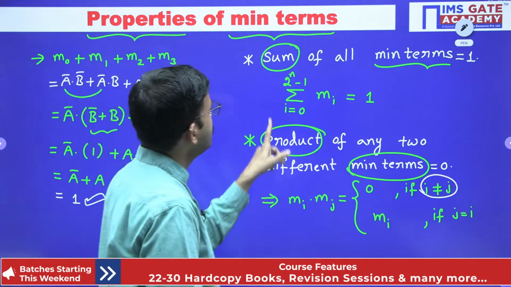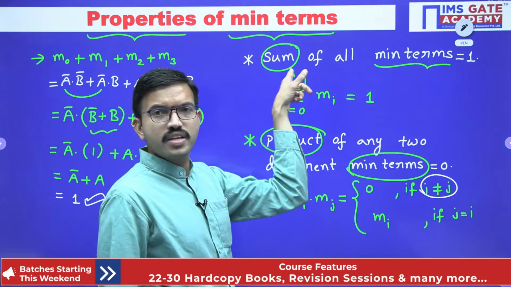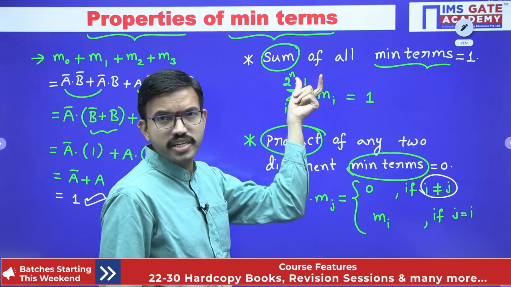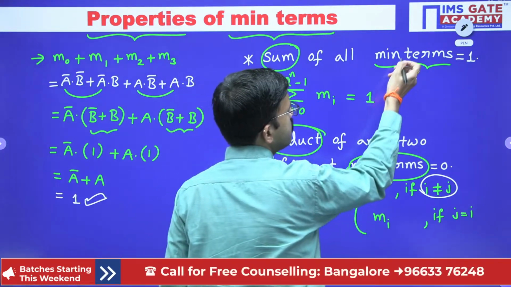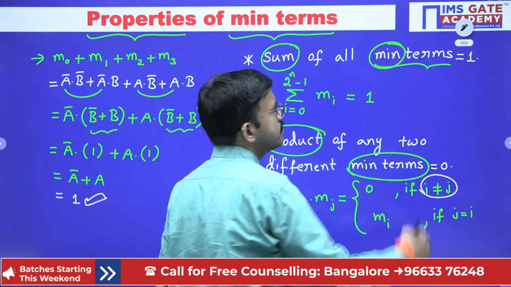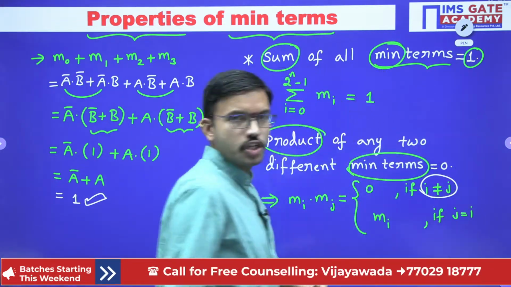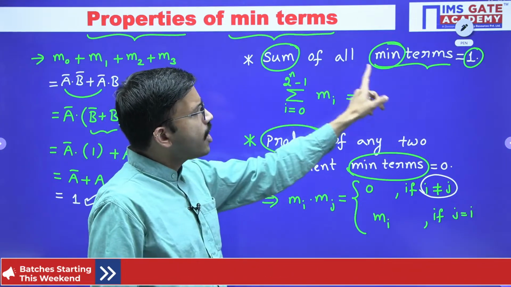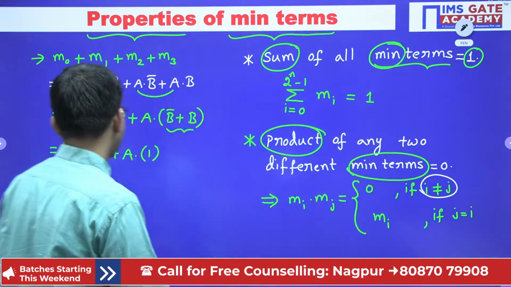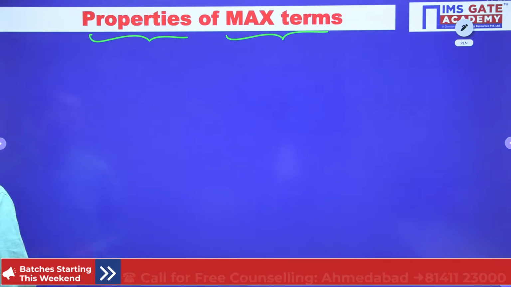Yes, just observe here. Here you have sum. Instead of sum, just replace it with product. And here you have min. Just replace it with max. And here you have 1. Replace it with 0. Okay. Product of all maxterms is equal to 0.